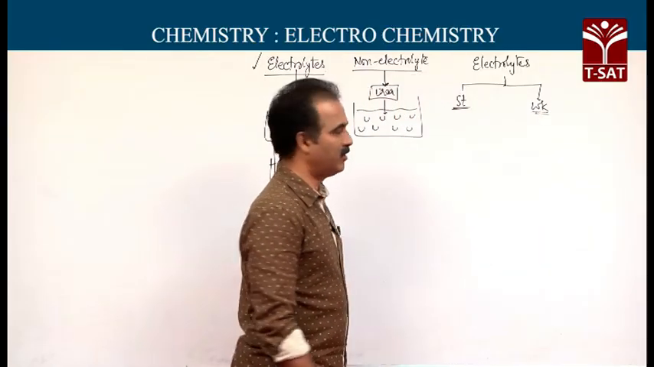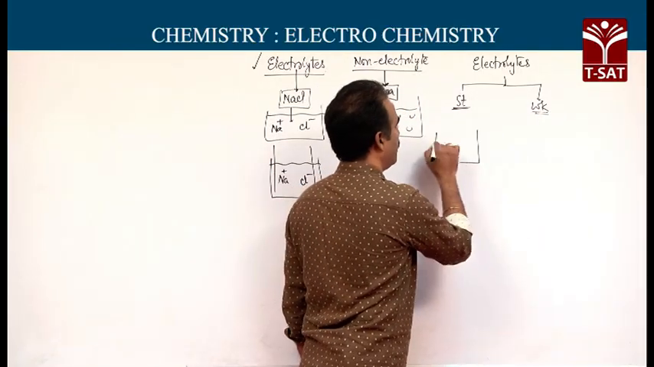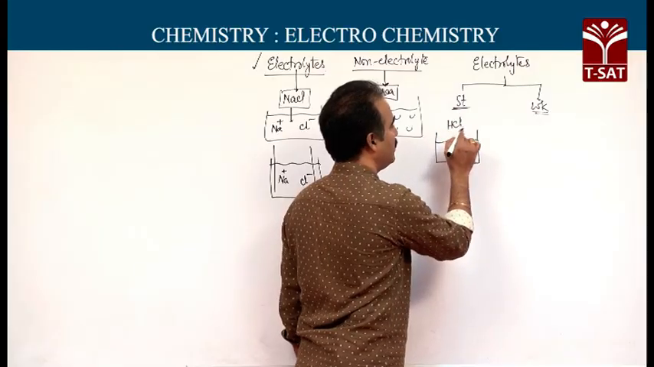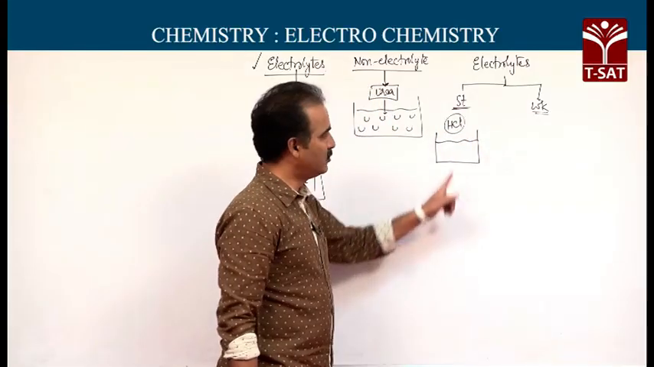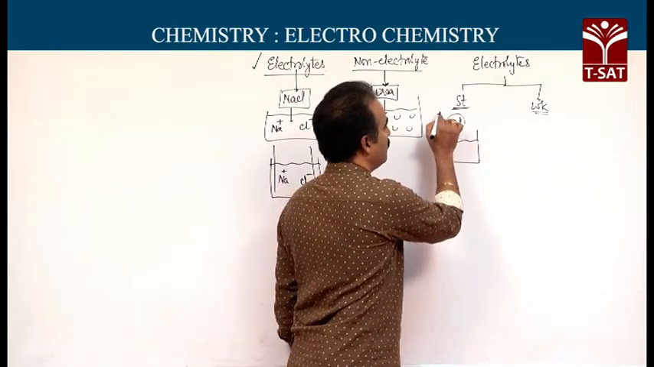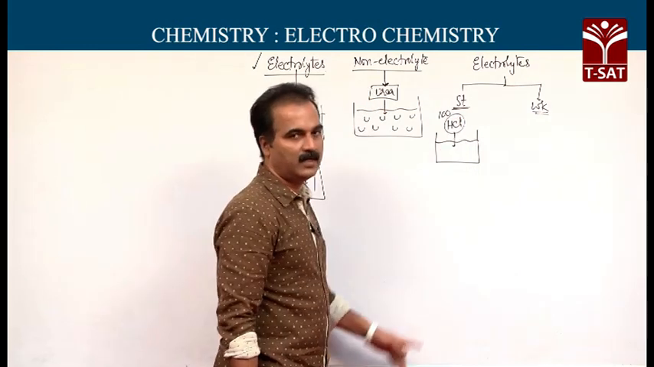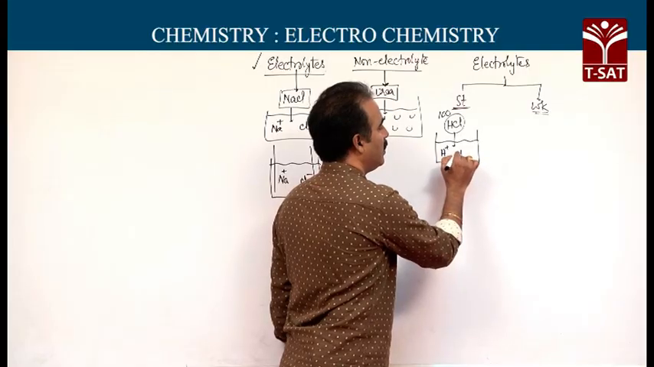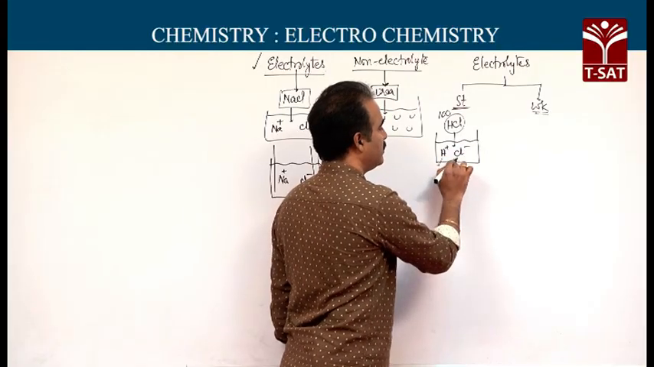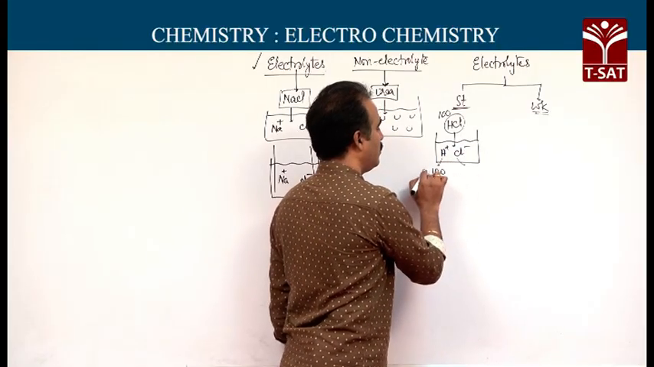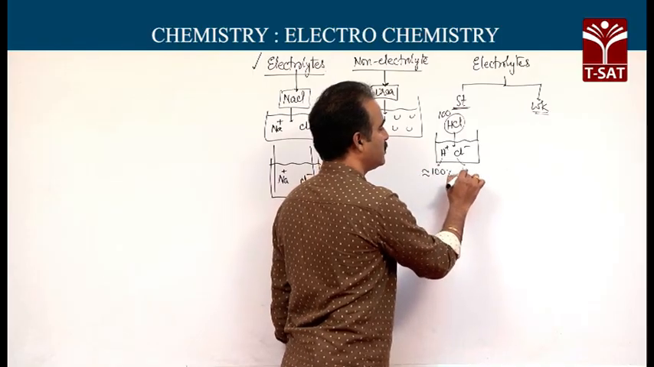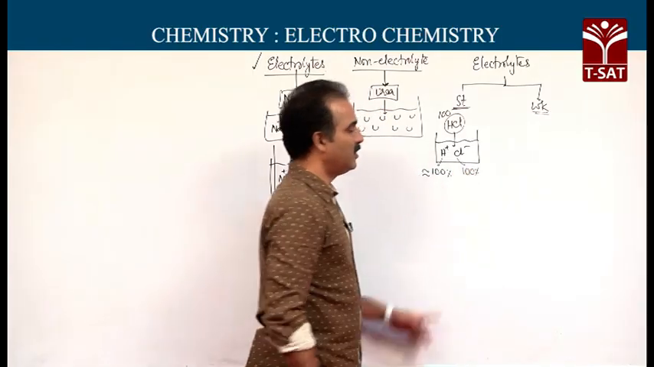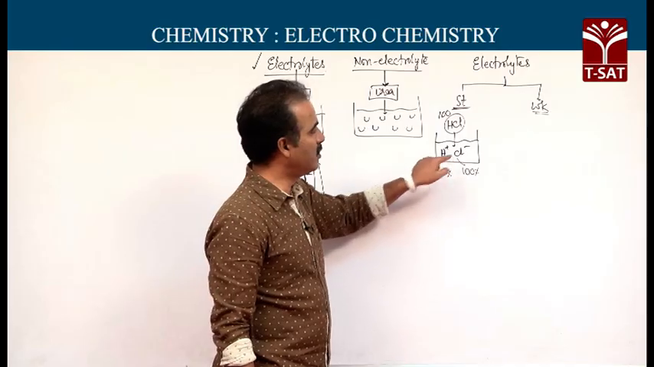For example, I am adding HCl, an acid, to water, and when 100 molecules of HCl are added to water, it almost undergoes 100% ionization. So, you may get almost 100% H+ and 100% Cl- ions. We call it a strong electrolyte.